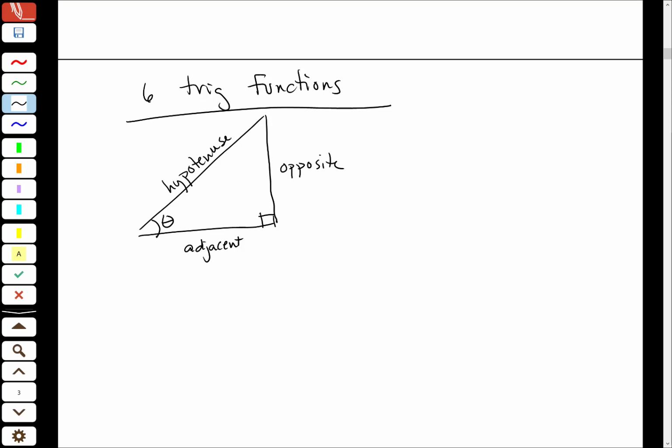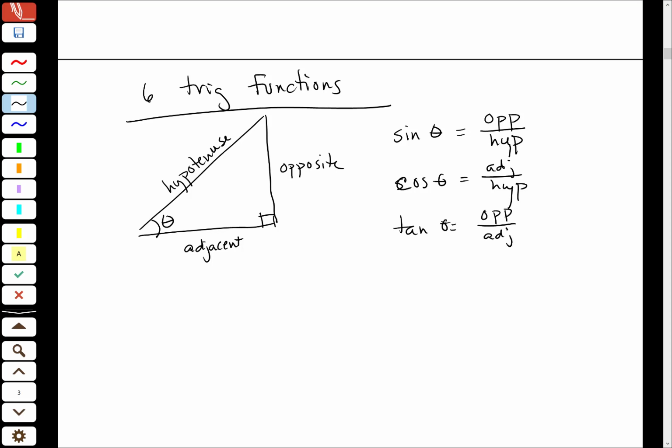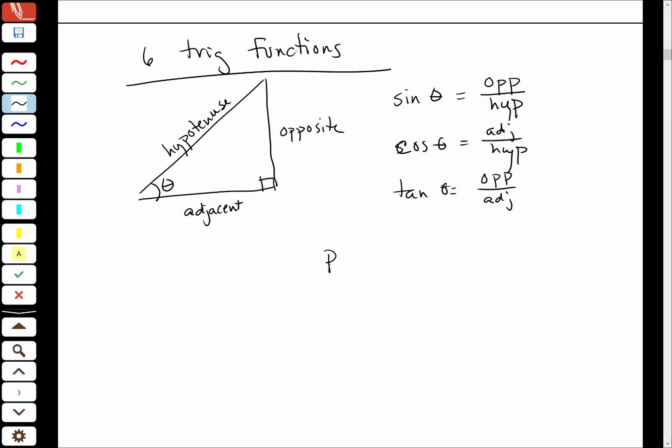Okay. So the six trig functions, of which we normally use three: sine theta is the opposite over hypotenuse. Cosine theta is adjacent over hypotenuse. And tan theta is opposite over adjacent. Okay, these are the three main trig functions. There are three more that are called the reciprocal trig functions.